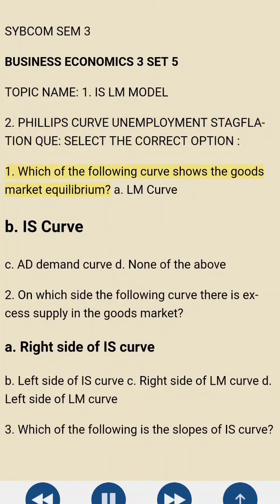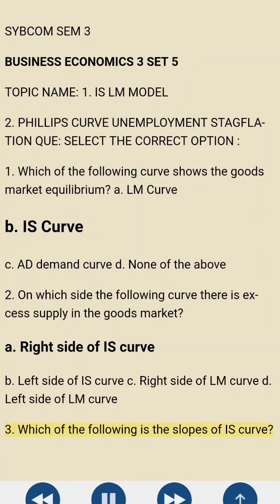Which of the following curve shows the goods market equilibrium? A. LM curve. B. IS curve. C. AD demand curve. D. None of the above. 2. On which side of the following curve is there excess supply in the goods market? A. Right side of IS curve. B. Left side of IS curve. C. Right side of LM curve. D. Left side of LM curve.